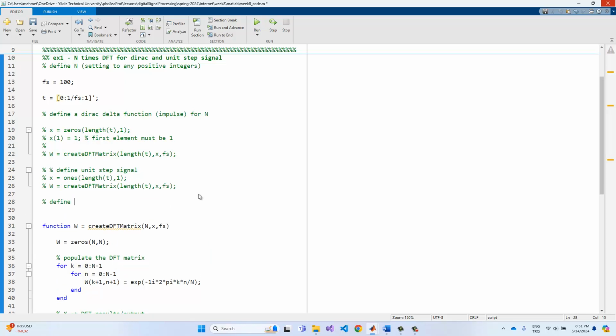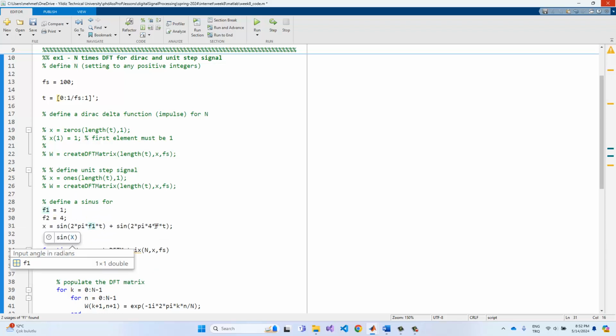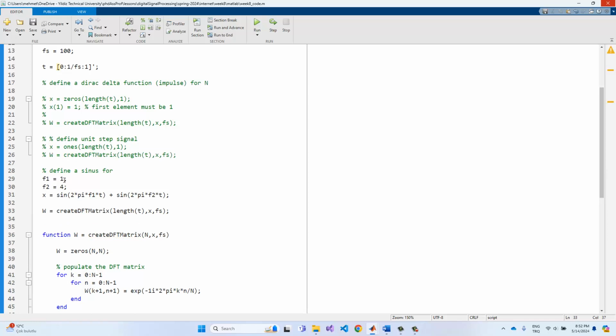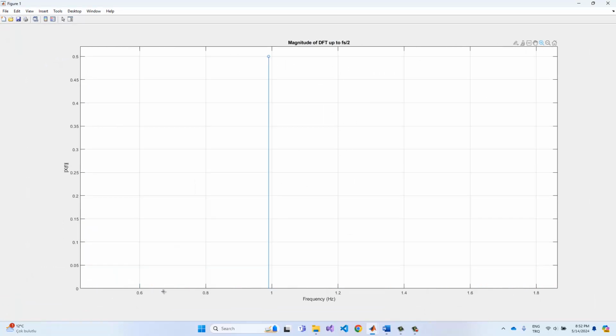For example, we can define frequency signals, define a sinus where f equals 1 and x equals sin(2 pi f t) plus, for example, sin(2 pi 4 f t). This is f1 and this is f2, for simplicity. If we apply these inputs, we need to see peak values at 1 and 4. If I run this code again, we will see the value at 1 here, and also the value at 4 here.